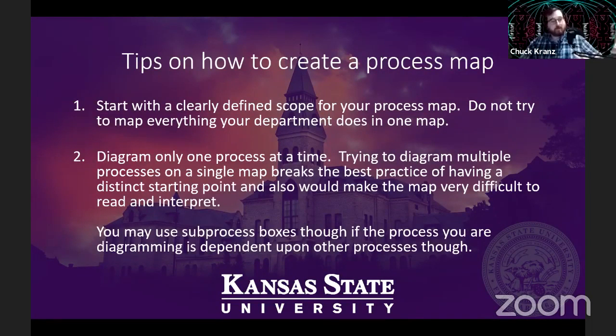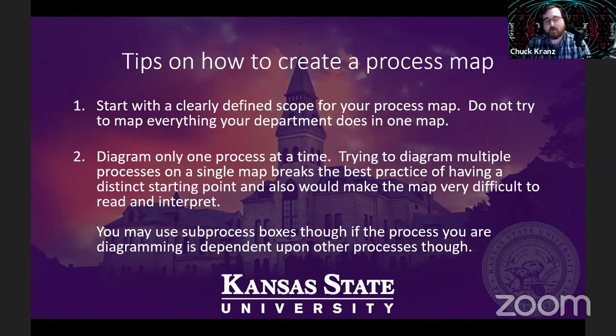Yeah, this is when I get to talk again. So we wanted to go over some tips on creating a process map. Tips 1 and 2 are closely tied together here. For 1, you need to start with a scope: a single business process you want to map, a single service you're providing. You don't want to try and lump in everything your group does. It's just going to make a giant mess. So start with a very clearly defined business process, and just stick with that.